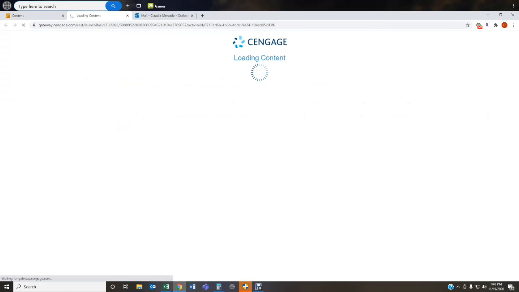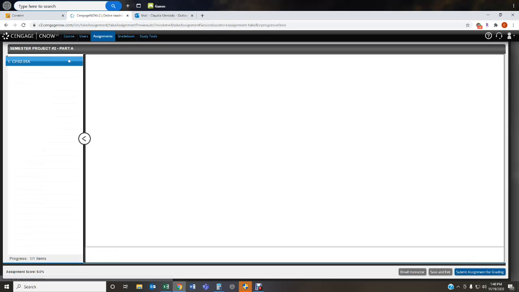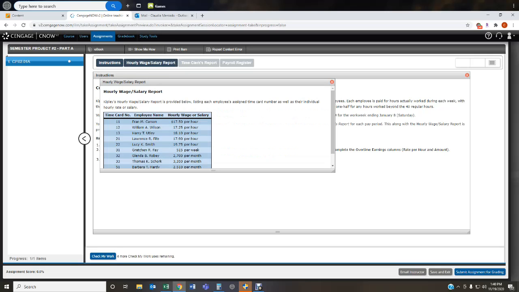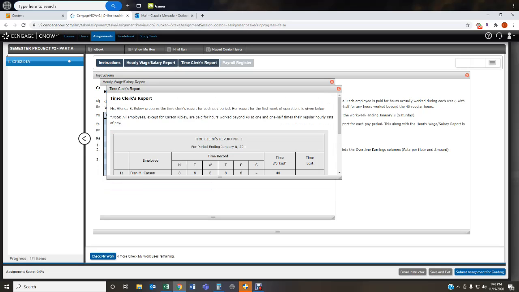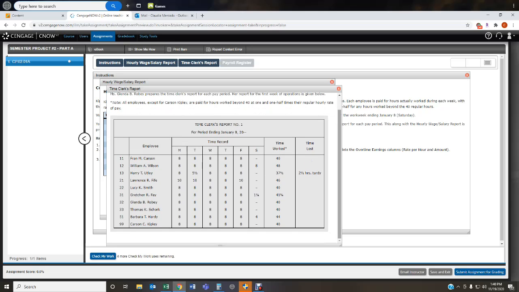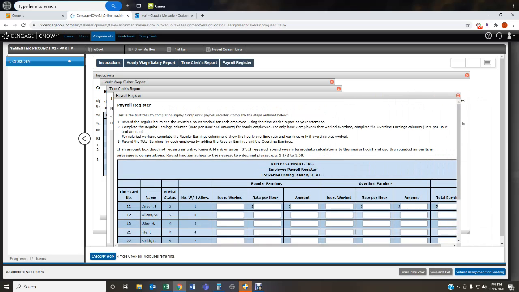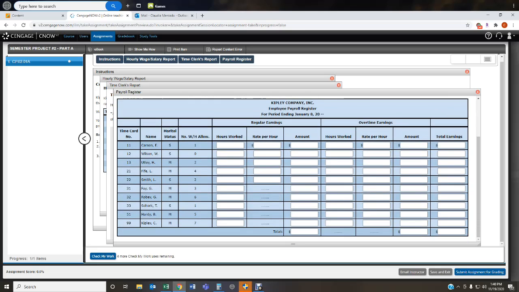Let me show you how this project is going to look. Okay, just like usual, you have 2 tries. And then you're going to be presented with information. You're going to be presented with the employees' names, their salary, all of that good stuff. You're going to be presented with time cards information. And then you are being asked to complete a payroll register. So using all of that information, you have to fill this out.